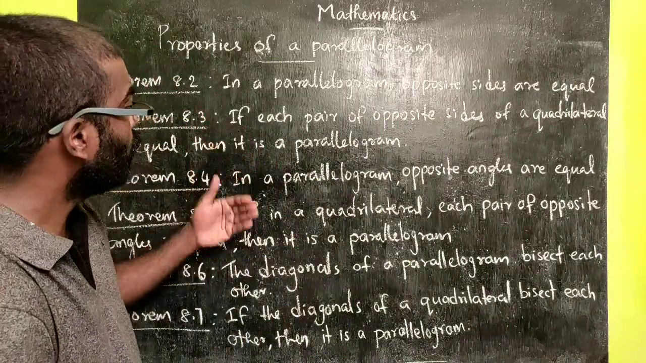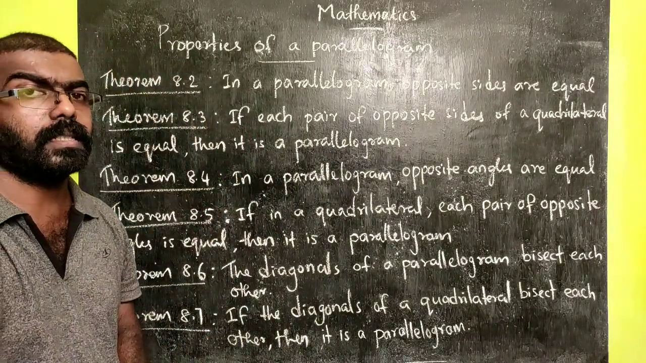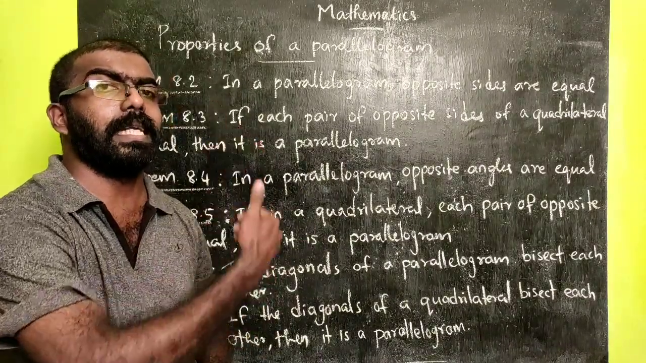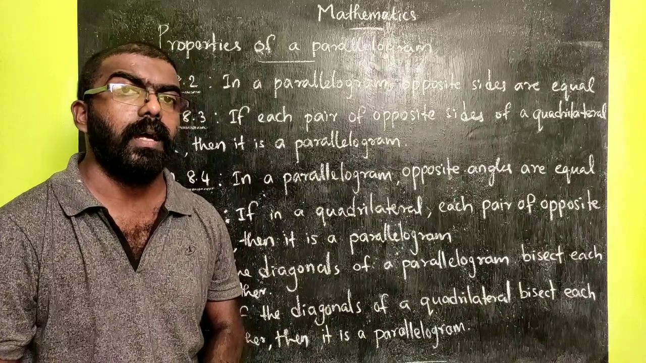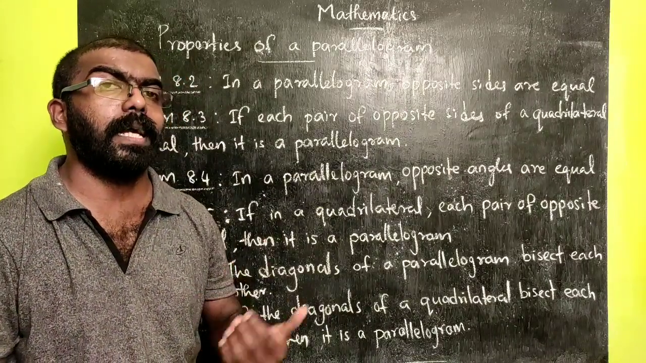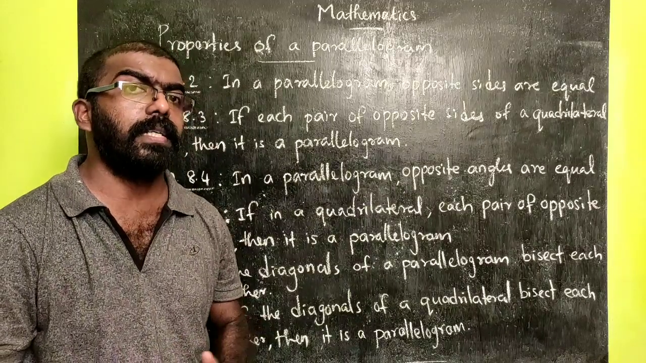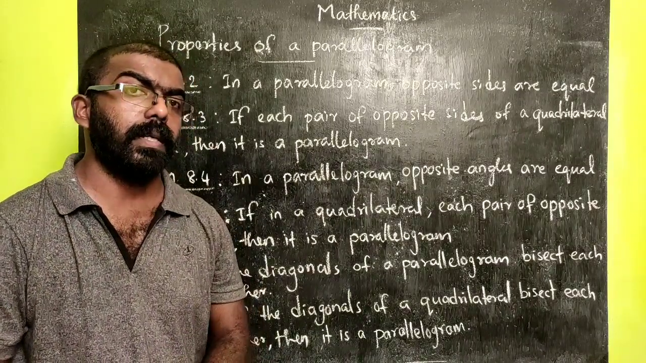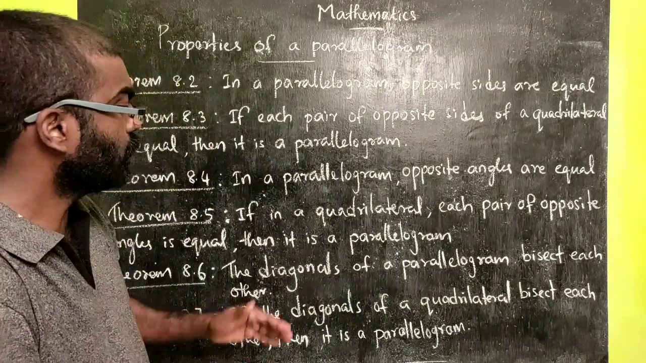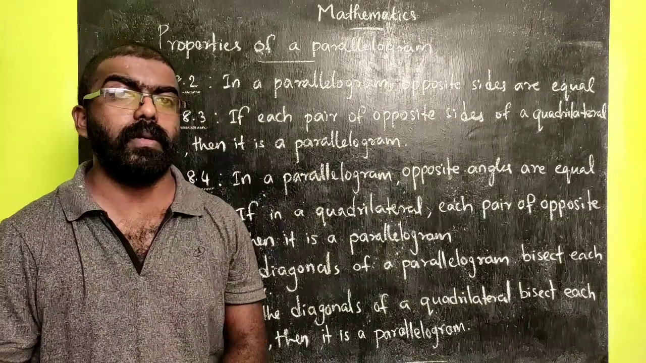Here it is given in the form of theorems. That's the only difference. We are not going to prove these theorems. You have to learn the statement only. But the first theorem you have to learn the proof also. First one, the diagonal of a parallelogram divides it into two congruent triangles. That theorem you have to learn the proof, and for all these theorems you have to learn the statement only.